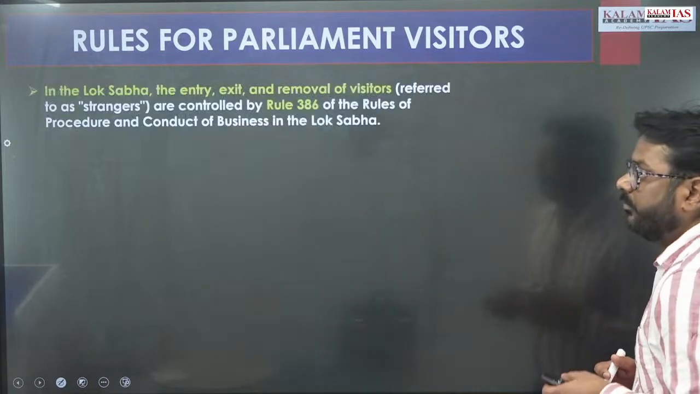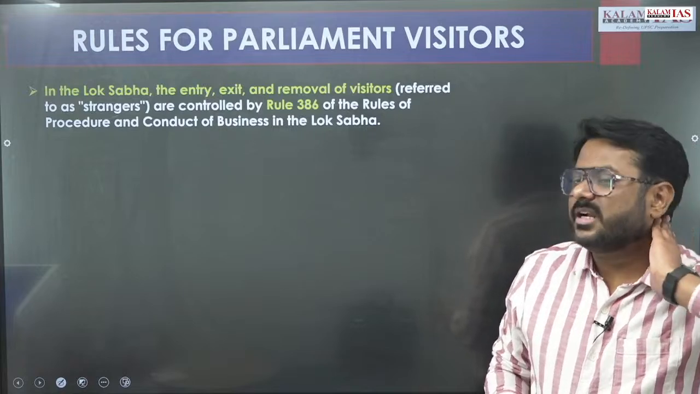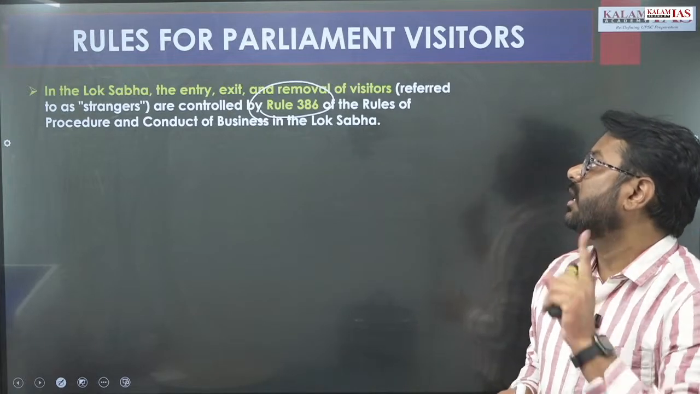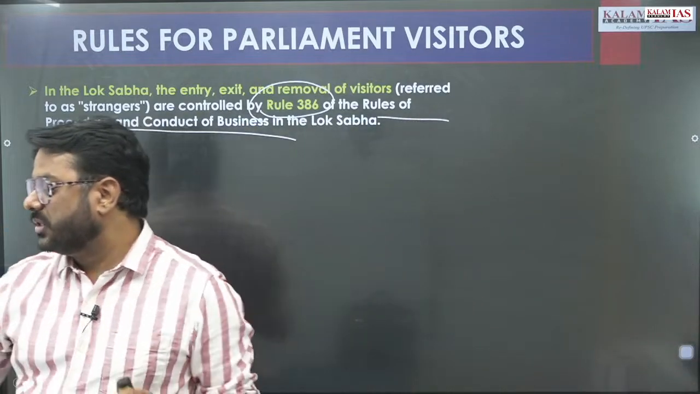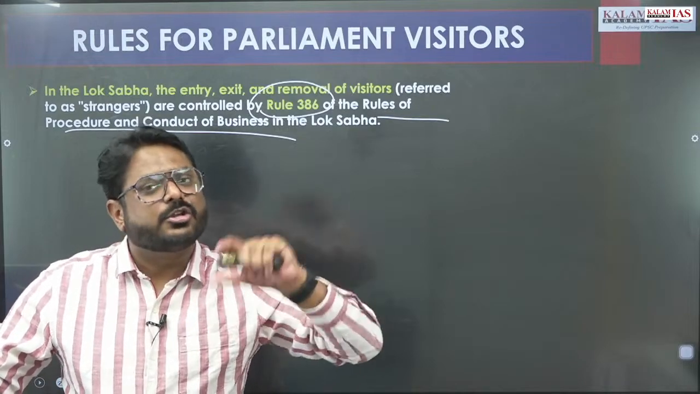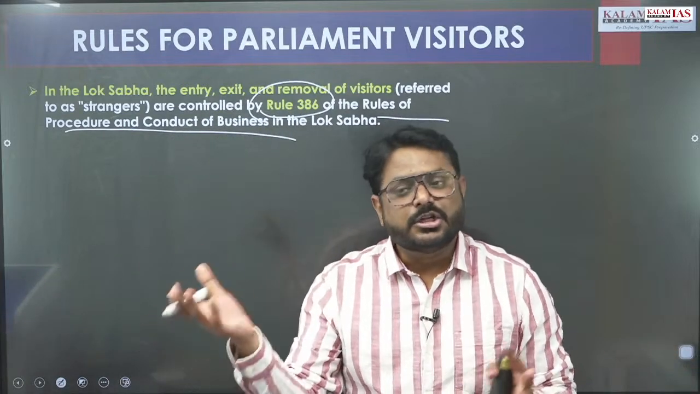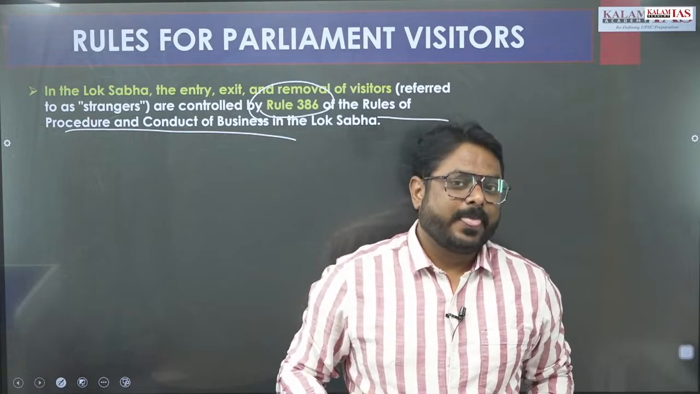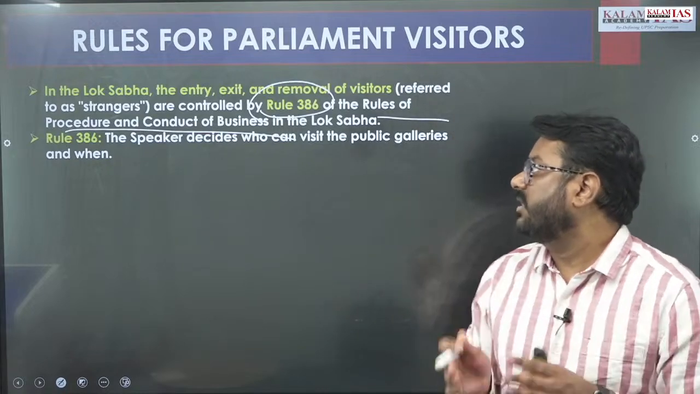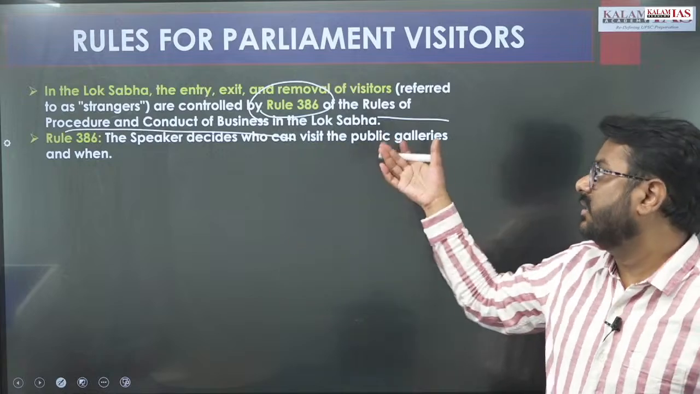So in the Lok Sabha, the entry, exit and removal of the visitors, who are also referred to as strangers, are controlled by rule 386 of the rules of procedure and conduct of business in the Lok Sabha. So there are already rules of procedure and conduct of business inside the Lok Sabha. Similarly, there are rules of procedure and conduct of business for the Rajya Sabha. So any visitor who is visiting the Lok Sabha or the Rajya Sabha will have to follow these rules and regulations, right. So under the rules, the Speaker decides who can visit the public gallery and when. It is the Speaker's power to decide who will be there in the gallery and who will not.